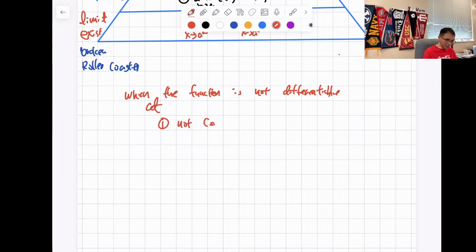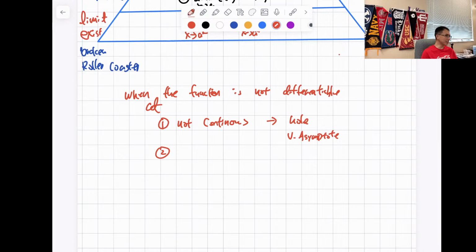How many situations are there when they are not continuous? When you have a hole, right? When you have a vertical asymptote, right? Those are not continuous. What would be the second situation that is not differentiable? Well, the slope on the left is not equal to the slope on the right.